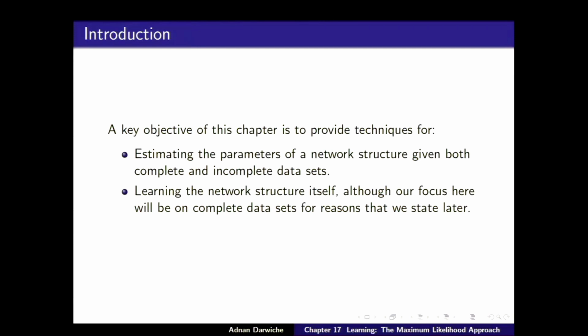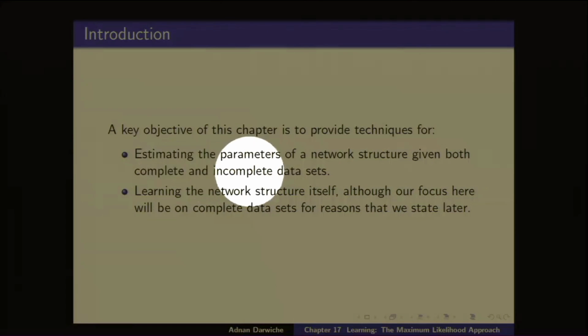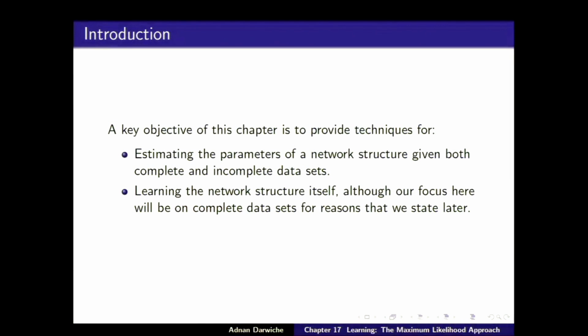And as I said, our objective is to look at both estimating the parameters of a network structure given both complete and incomplete data set. In fact, that's what we'll focus on today. We will look at mostly parameter estimation techniques under these two cases. And next time we will look at learning the network structure itself. That you can also do under complete and incomplete data, but we will focus only on complete data. We'll mention why later. And that would be chapter 17, which is the maximum likelihood approach.